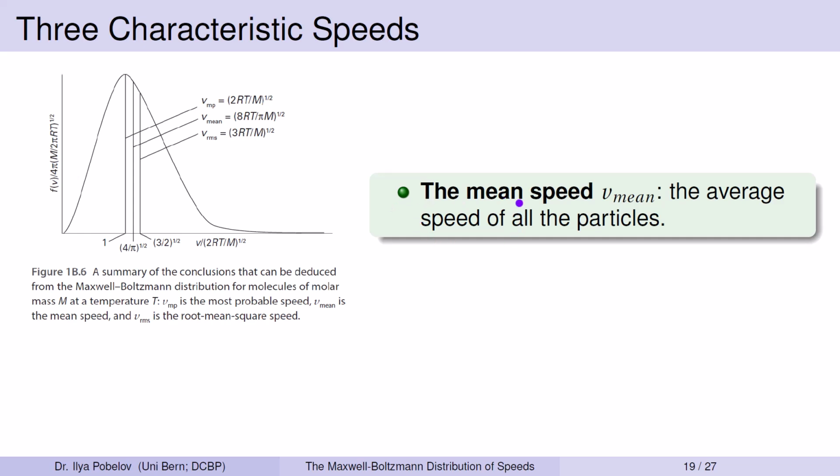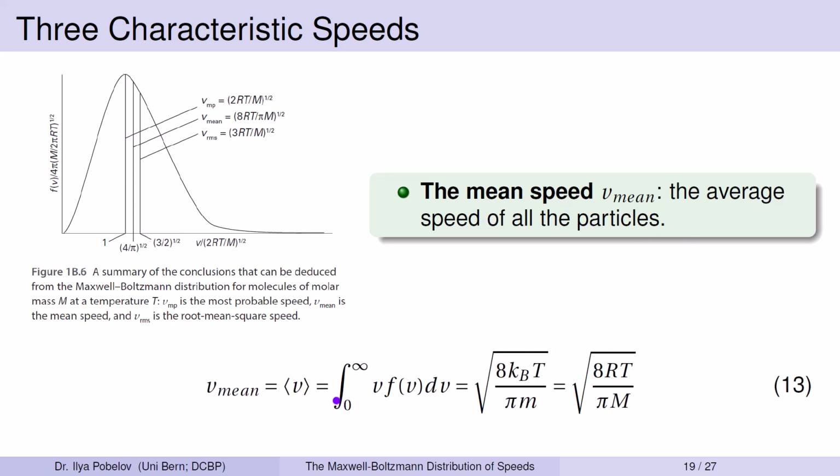The next one is the mean speed, which is the average speed of all the particles. Mathematically, it is defined as the integral of v times f(v) over all speeds from 0 to infinity. The mean speed is given by the square root of 8kB times T divided by pi times m.